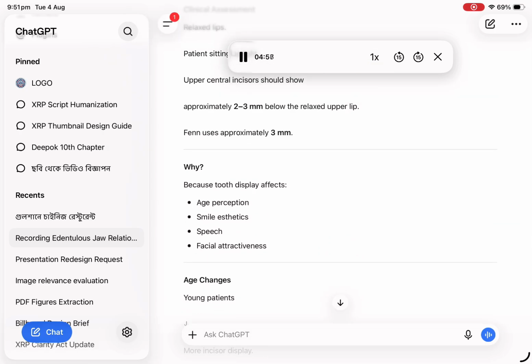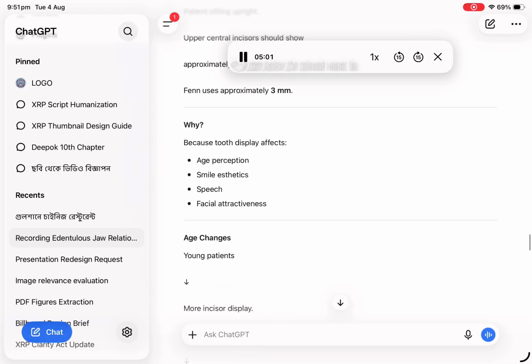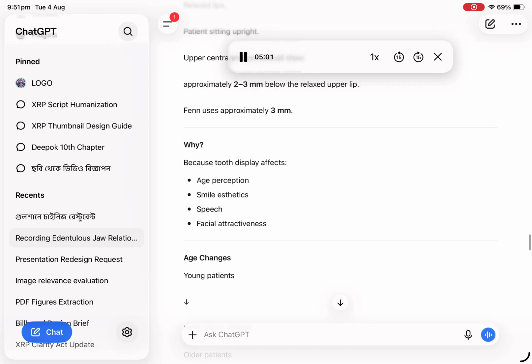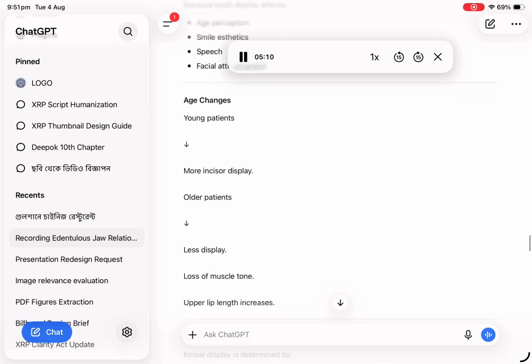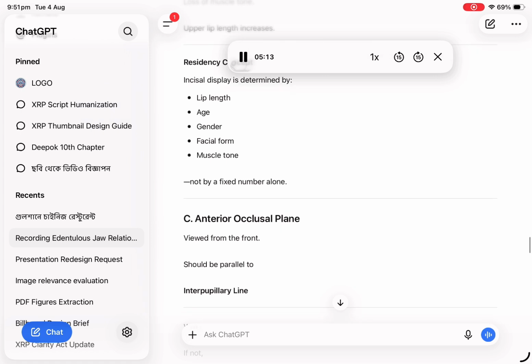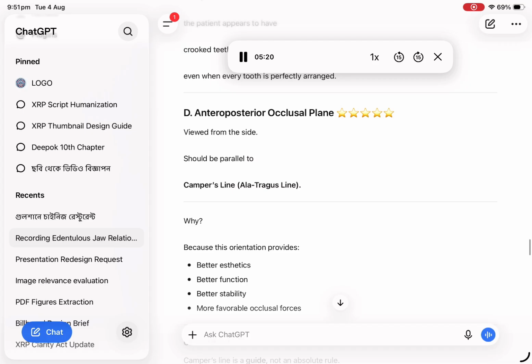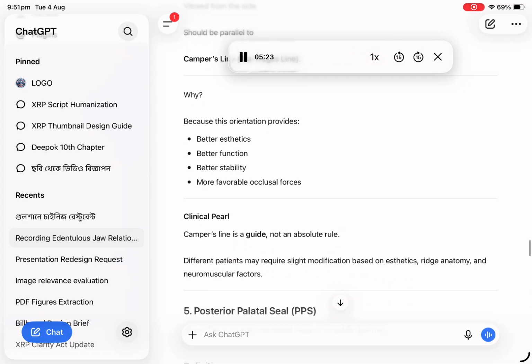alone. C. Anterior occlusal plane, viewed from the front, should be parallel to the interpupillary line. Why? If not, the patient appears to have crooked teeth even when every tooth is perfectly arranged. D. Anteroposterior occlusal plane, viewed from the side, should be parallel to Camper's line, the ala-tragus line. Why? Because this orientation provides better aesthetics, better function, better stability, more favorable occlusal forces. Clinical pearl: Camper's line is a guide, not an absolute rule. Different patients may require slight modification based on aesthetics, ridge anatomy, and neuromuscular factors.